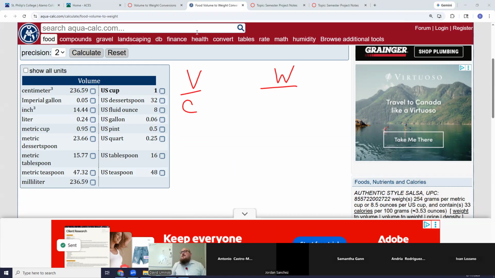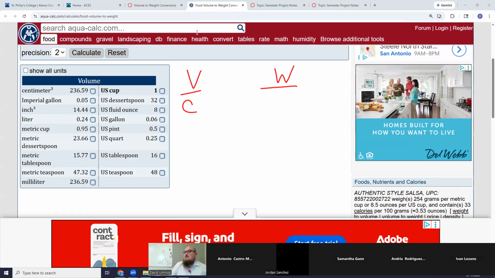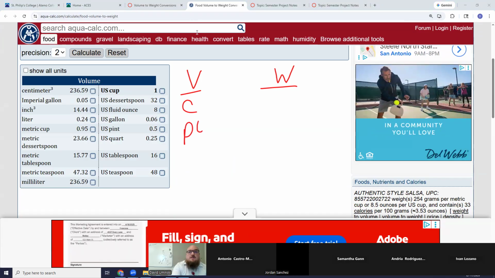We just said cup is a volume measurement. What else is a volume measurement? Pint. Pint, good.